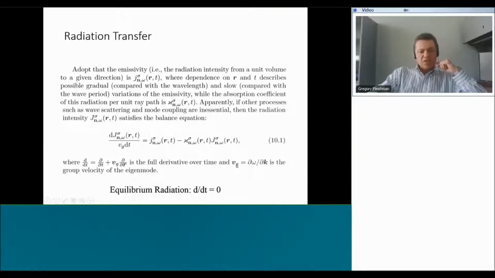Okay, let's move on. The first and easiest thing which can be considered is equilibrium radiation, equilibrium stationary radiation, which means that nothing changes with time or with space. This means its derivative on the left-hand side is equal to 0. And this means that the combination of these two terms must be equal to 0 in the stationary equilibrium case.